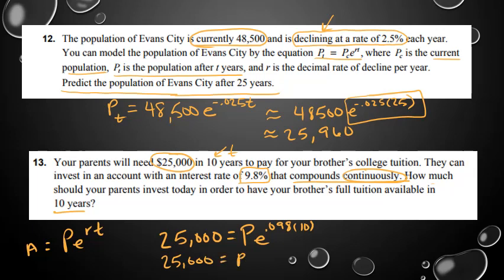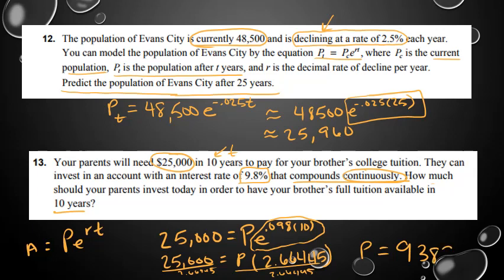Okay, so we got to kind of be smart about this and use some algebra skills. Since we don't know P, we can figure out what this is. So we're actually going to take the calculator and type that in, and that gives me something like 2.66445. And then all I would need to do is divide by that number to both sides to get what P would be. So P, once you work that out, should be about $9,382. So they need to start with about $9,300 in order for this to happen for their college tuition in 10 years.